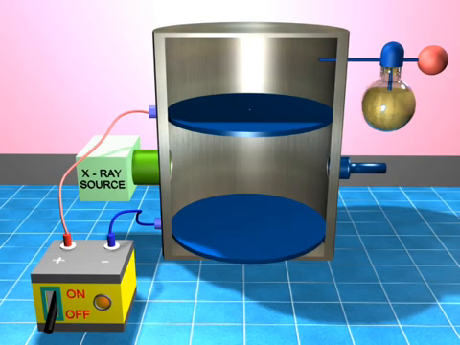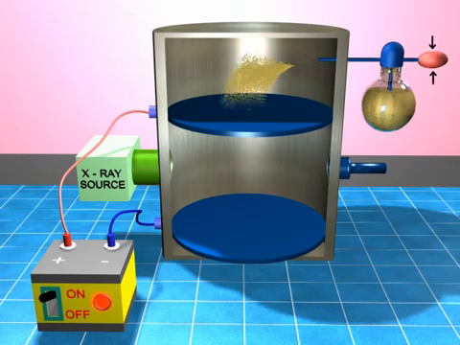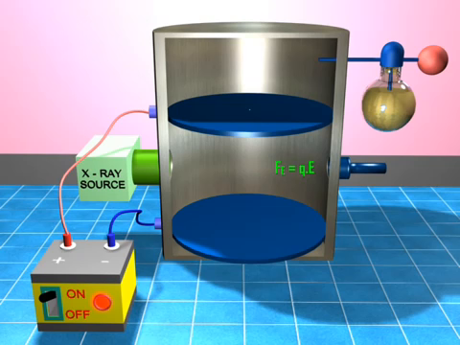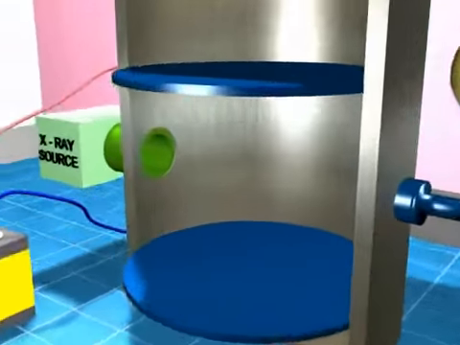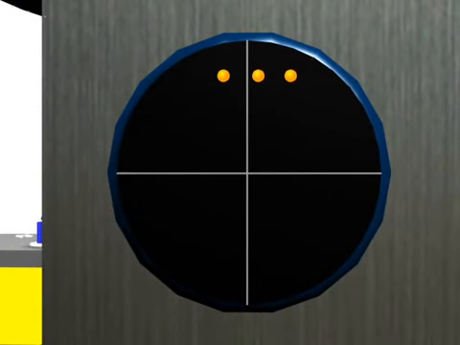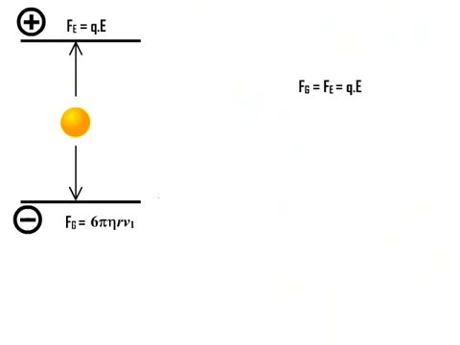Now the voltage is applied between the two plates. The top plate is connected to the positive terminal, and the force due to the electric field, Fe equals Q times E, acts upwards on the oil drop, where Q is the charge on the oil drop and E is the magnitude of the electric field. This force can do two things. Number one, it may stop the motion of the oil drop. In that case, Fg equals Fe equals Q times E.